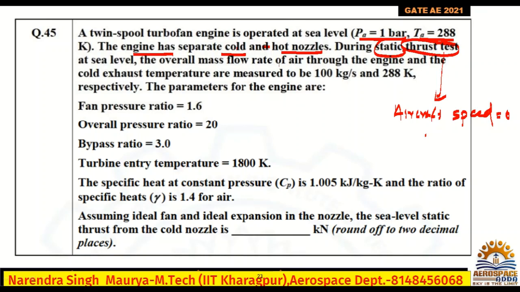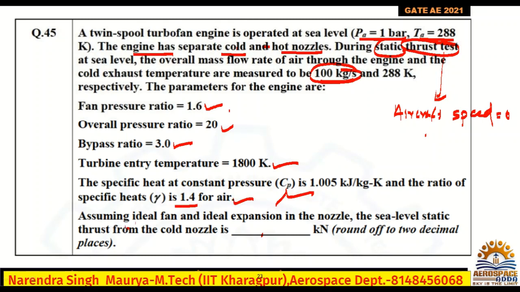The overall mass flow rate of air through the engine and the cold exhaust temperature are measured. Okay, so this overall mass flow rate they have given, and temperature at the exhaust they have given for the cold. Parameters for engines: this is the fan pressure ratio, here it is given overall pressure ratio, bypass ratio, turbine inlet temperature. Cp value they have given to us, 1.005 kilojoule per kg Kelvin. The ratio of specific heats, gamma, they have given for air.